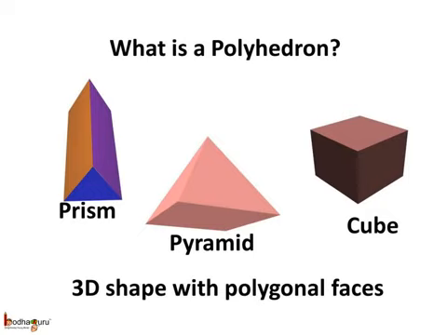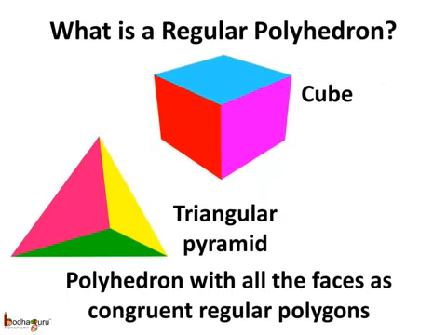To sum up what we learned today, what is a polyhedron? In short, it is a 3D shape with polygon faces, meaning it is a 3D shape where each face is a polygon, that is, each face is flat with straight edges. And what is a regular polyhedron? A polyhedron with all the faces as congruent regular polygons, meaning all the faces are of same type of regular polygon, is called a regular polyhedron.